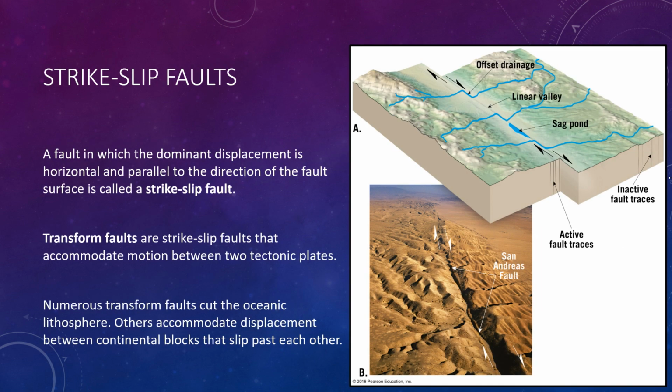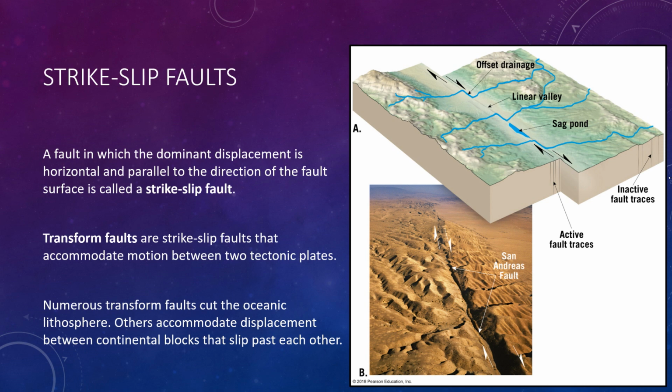Okay, so those were examples of dip-slip faults, so we either had normal or reverse, but now we have a different type. A fault in which the dominant displacement is horizontal and parallel to the direction of the fault is called a strike-slip fault. The earliest scientific records of strike-slip faulting were made following surface ruptures that produced large earthquakes. One of the most noteworthy of these was the Great San Francisco earthquake of 1906.